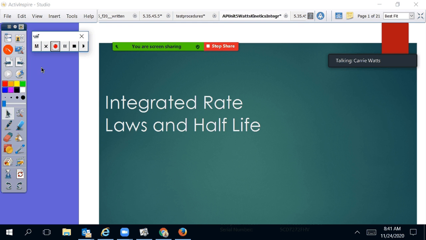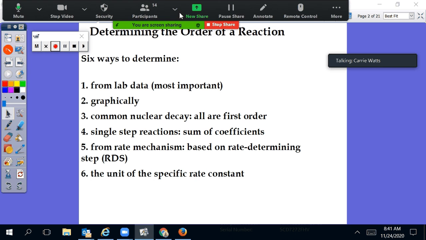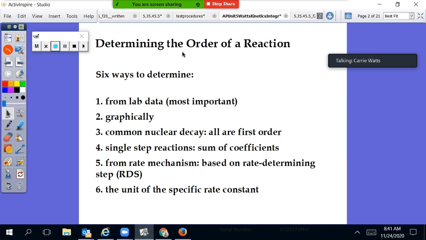Okay, so we're talking about integrated rate laws and half-life. What we did in the last couple days and what your warm-up was about was differential rate law. Just to go over what we've done, where we are, and what we're going to do today, remember with determining the order of a reaction, there are many ways you can do it. One that we focused on a lot, and that you had your warm-up on, was from the lab data.